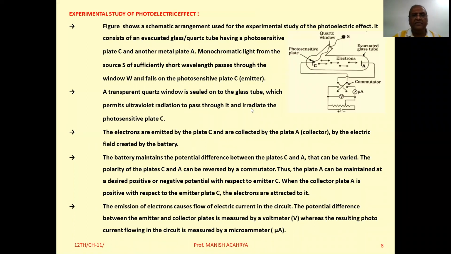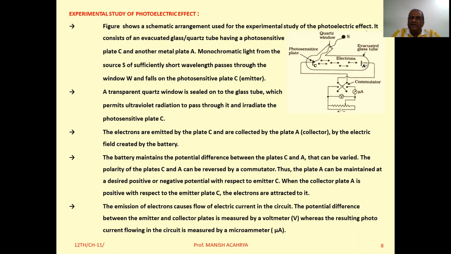Now, in this experimental arrangement, we already discussed this thing. C, that is the emitter plate, that is the photosensitive surface. When the light is incident on it, the electrons are emitted. And these electrons emitted from the emitter plate are collected by this collector plate, that is represented by A. And now here, with the help of this commutator, we can change the potential at A and C.